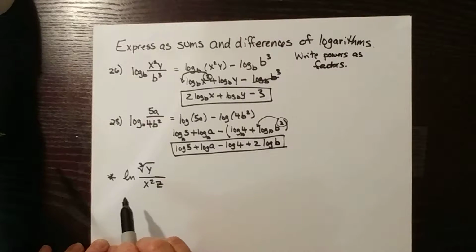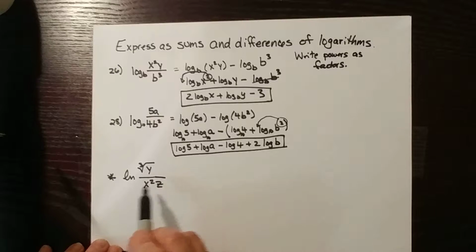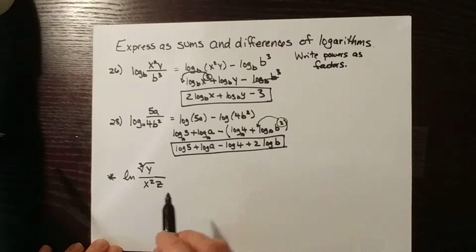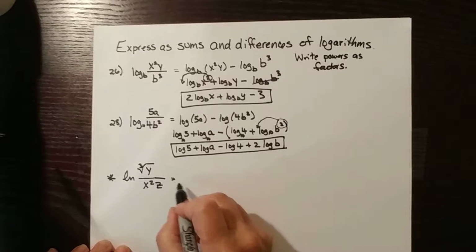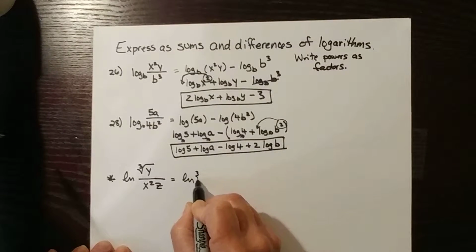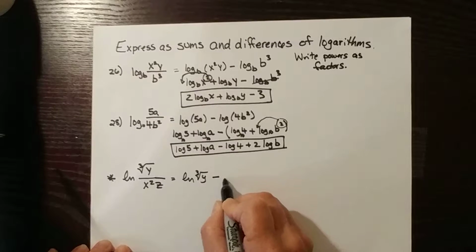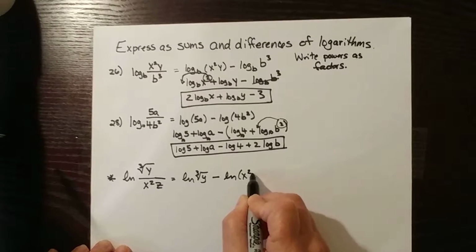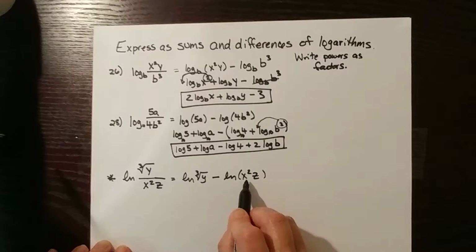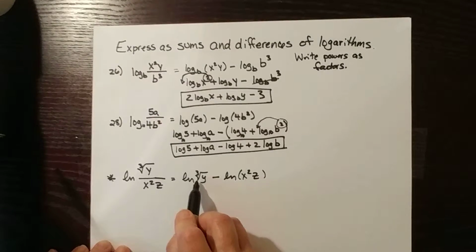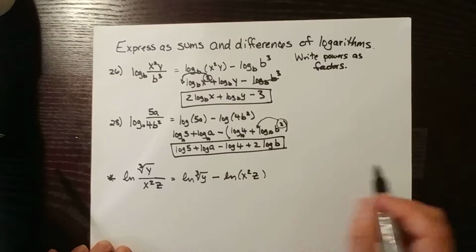All right, this is the natural log of the cube root of y over x squared times z. So first I'll unpack the numerator and denominator using the quotient rule. This is the natural log of the cube root of y minus the natural log of x squared times z. All right, now I'm going to do two things. I'm going to use the product rule here and separate this into an addition of two logarithms. And I'm going to rewrite this cube root of y as y to the third.